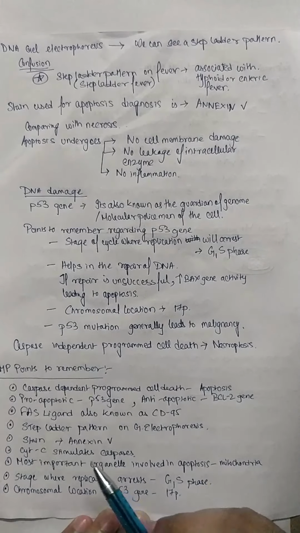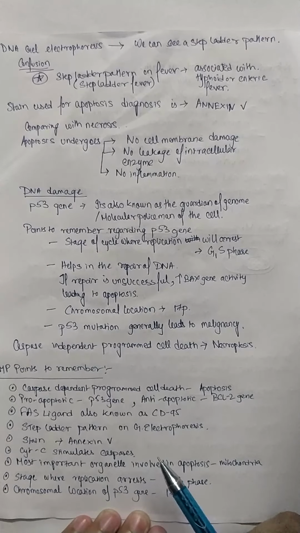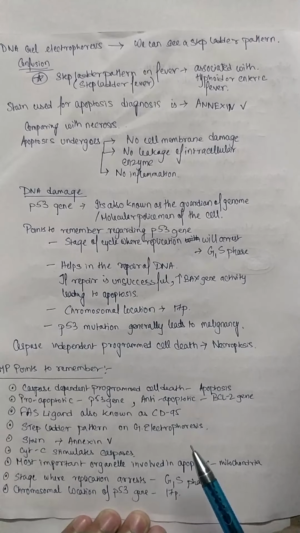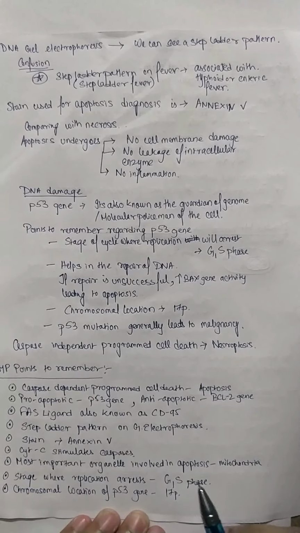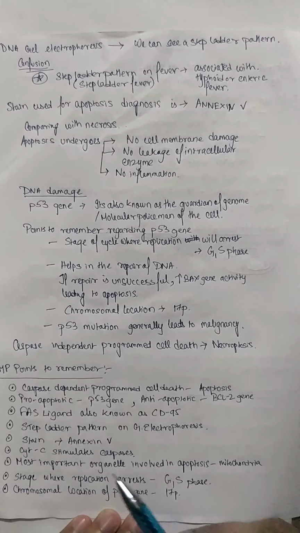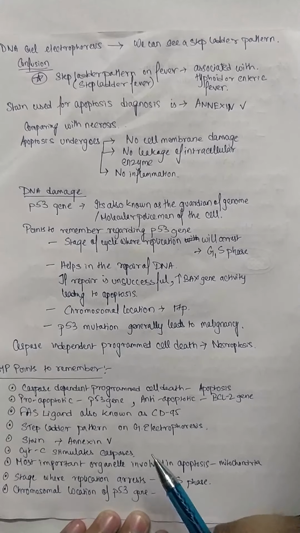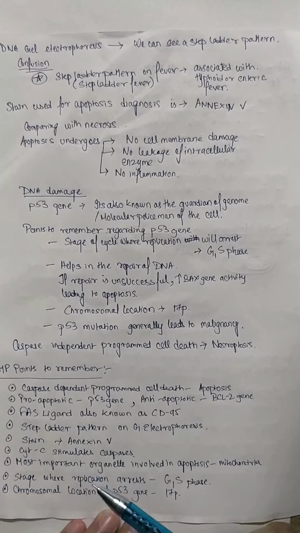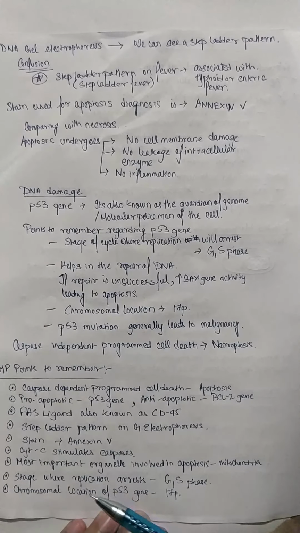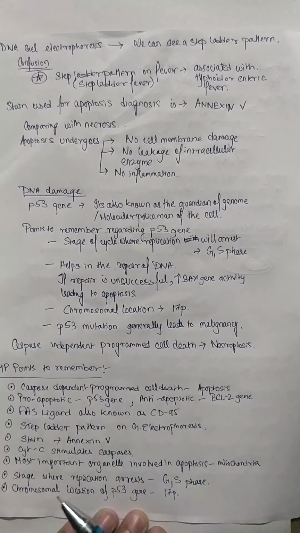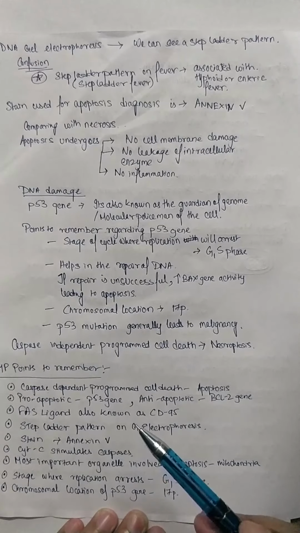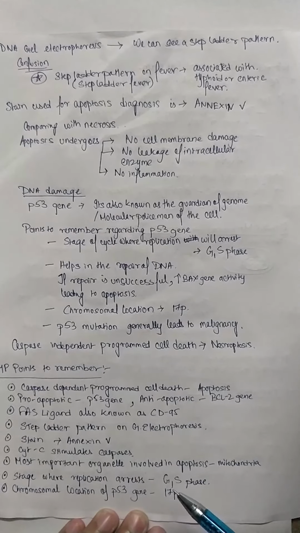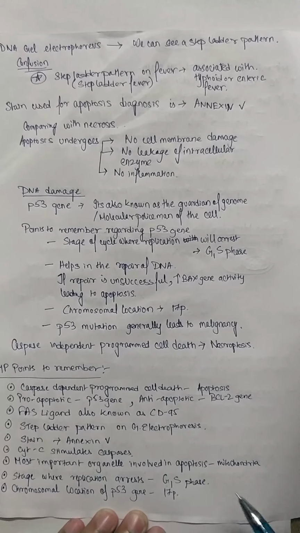So the next one is the step ladder pattern observed on gel electrophoresis, which will be an example of apoptosis, where the DNA gel electrophoresis shows a step ladder pattern. Stain used will be annexin 5. We also have to remember that cytochrome C stimulates caspases. We know that when cytochrome C is released into the cytoplasm, it promotes the stimulation of caspases. Now the most important organelle involved in apoptosis will be mitochondria.